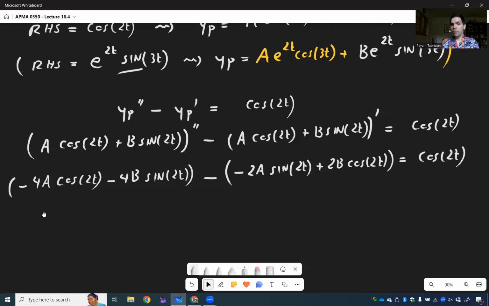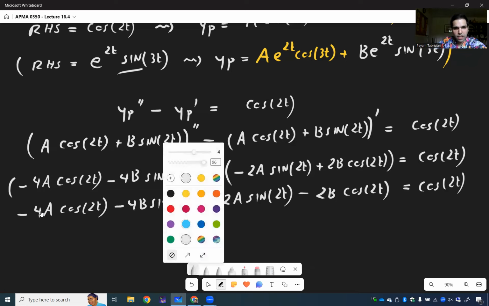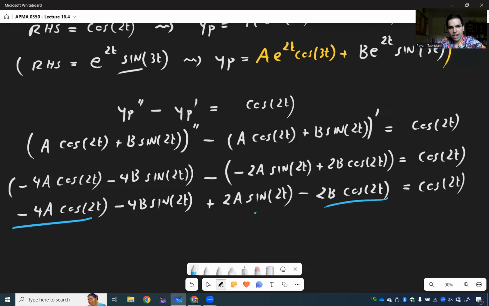Now this is like polynomials, so you have to gather all the cosines and sines. Let's expand that out. Minus 4a cosine 2t minus 4b sine of 2t. I know, not the most exciting thing, but there'll be variation of parameters soon. So plus 2a sine of 2t minus 2b cosine of 2t equals cosine of 2t. If you combine everything, for the cosines we get minus 4a minus 2b, and for the sines, you get minus 4b plus 2a.